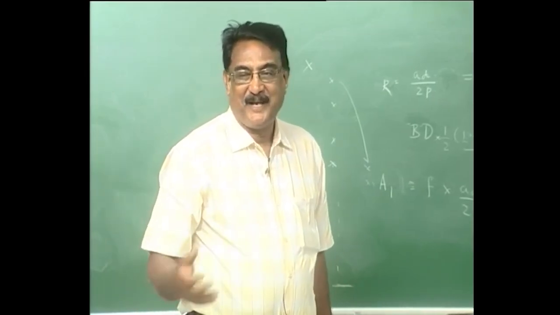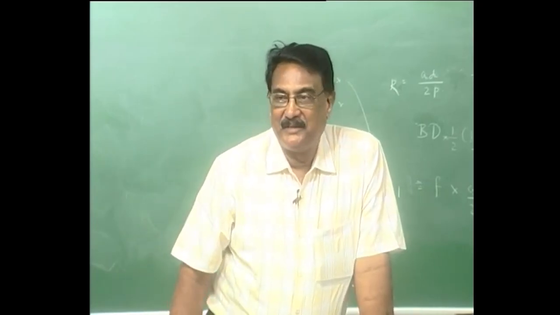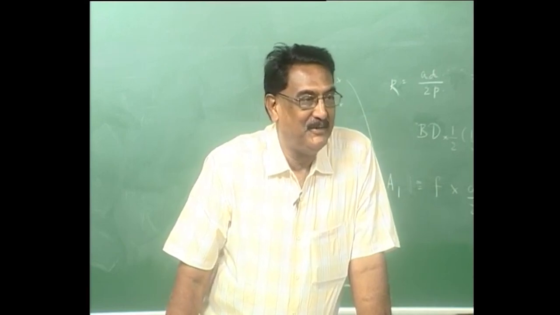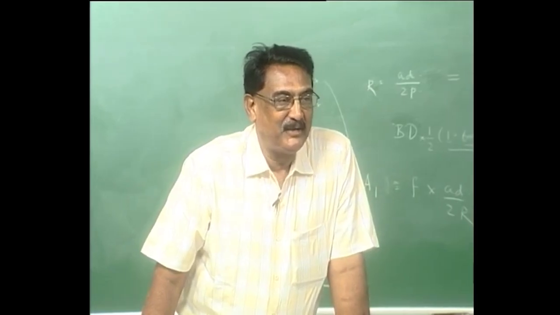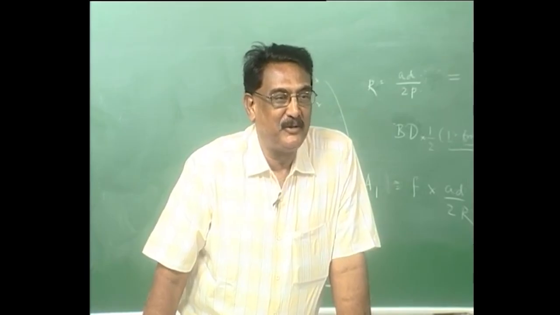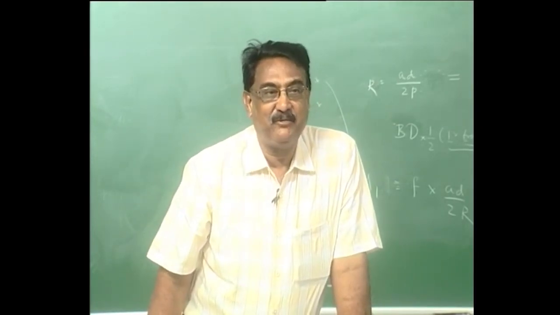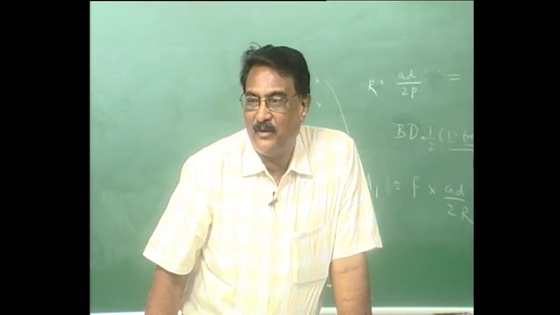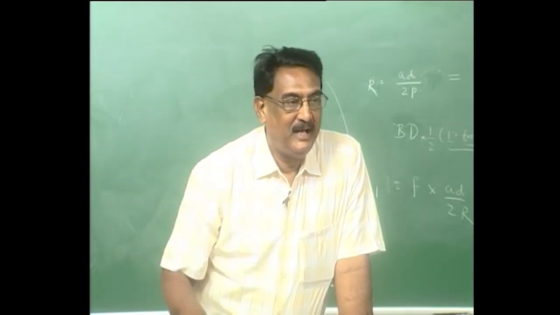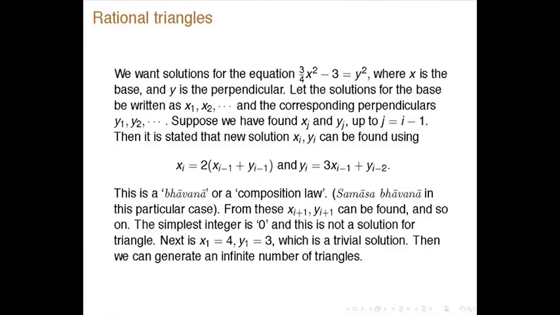If you have a pair of integers xi, yi which is satisfying the varga prakriti equation, x squared minus dy squared is equal to k. Of course, there you talk of two of them: x1 squared minus dy1 squared is equal to k1, then x2 squared minus dy2 squared is equal to k2. Then you can generate another pair which will satisfy this with k1, k2 as the kshepa. That was discussed in detail, how x is in terms of x1, x2 and y1, y2. So these are another bhavana kind of a thing. From this xi plus 1, yi plus 1 can be found and so on.